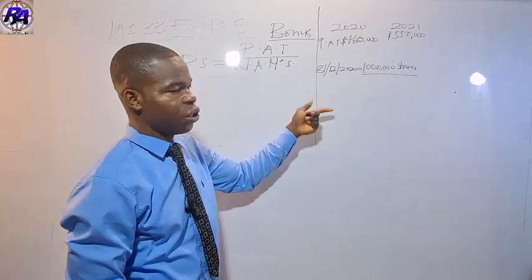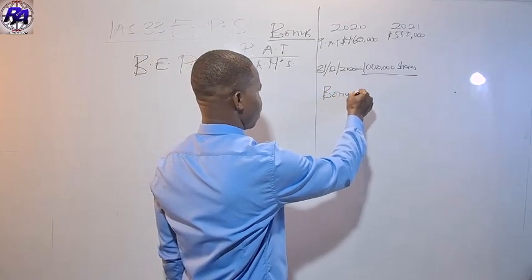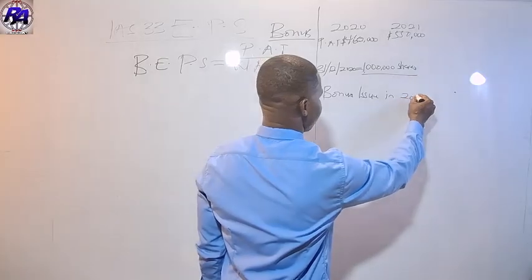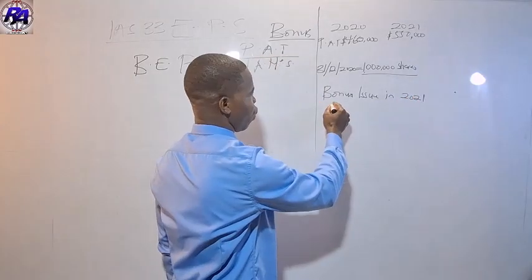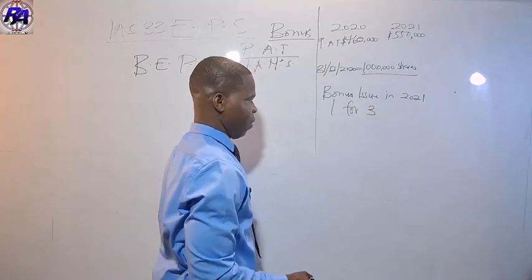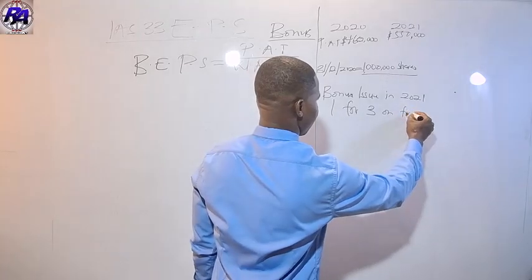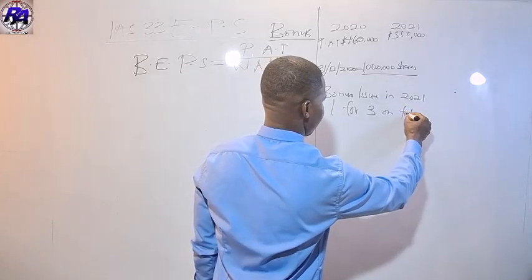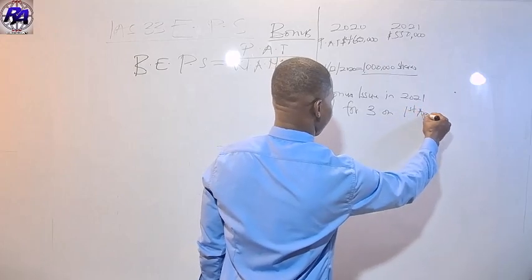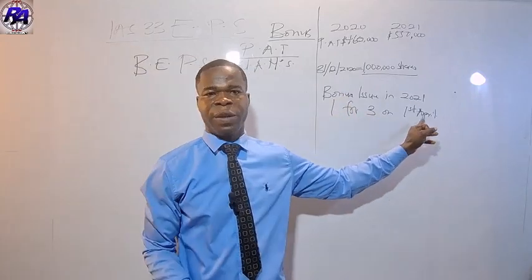Now the entity issued bonus shares. So there was a bonus issue in 2021. And this bonus issue was 1 for 3 on the 1st of April. Let's just make use of this figure. So there is a bonus issue which is 1 for 3 on the 1st of April.